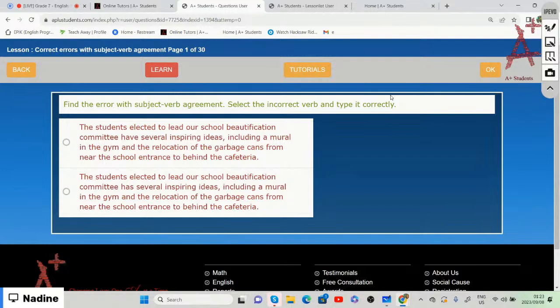Or we have another option, which is the students elected to lead our school beautification committee has several inspiring ideas, including a mural in the gym and the relocation of the garbage cans from near the school entrance to behind the cafeteria. It's basically the same. So we need to basically find the error with the subject verb agreement. So here we either have to find the correct one. It's either "have" or "has" several inspiring ideas.